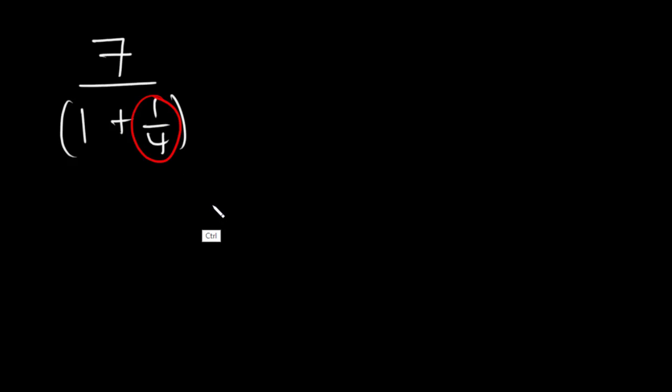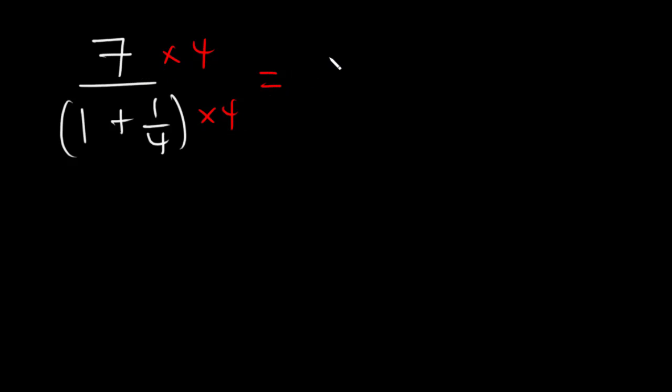Now let's discuss what to do when we have a complex fraction. Let's say you have 7 divided by 1 plus 1 over 4. How do we solve it? To solve this, we need to eliminate the 1 over 4. Now since the denominator is 4, then we need to multiply top and bottom by 4.